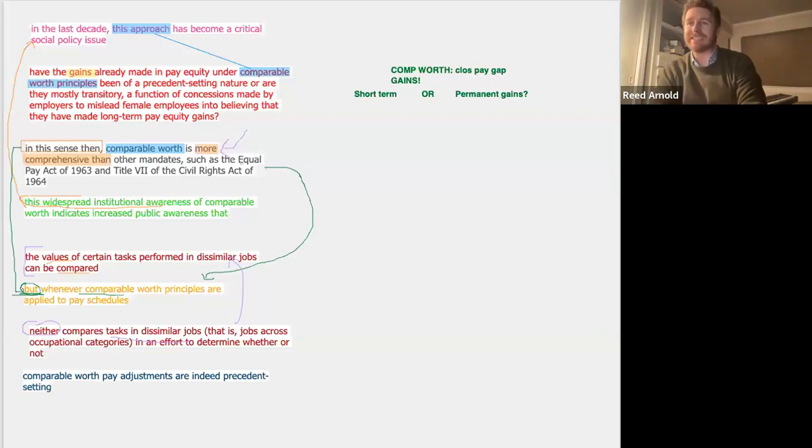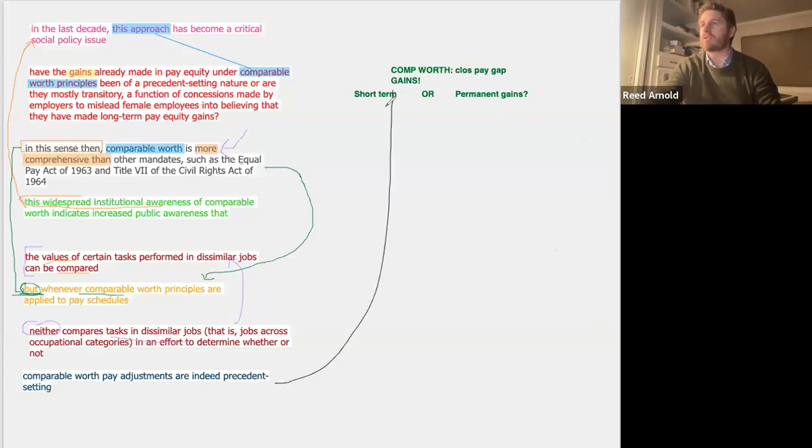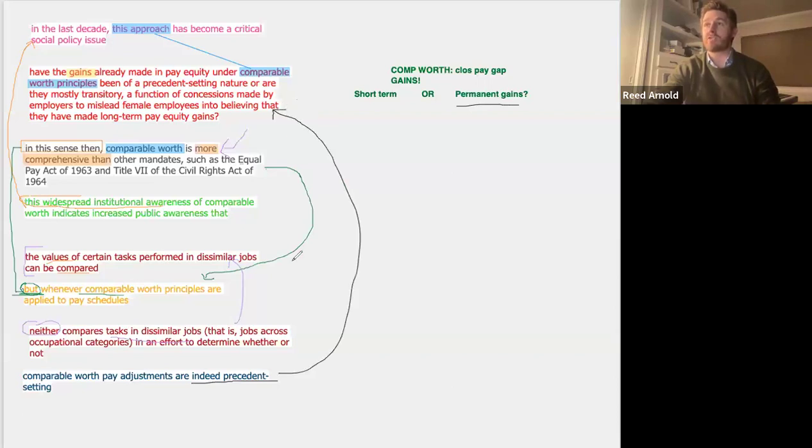Comparable worth pay adjustments are indeed precedent setting. The only thing I would say about that is that it seems to be in reference to this question. Was it a short-term or a long-term permanent change? And this seems to say that at least someone thinks, perhaps the author, perhaps someone else, that they are indeed precedent setting. They are permanent. That's nice. So this probably comes after this question, right? Were they transitory or permanent? Might even be the next sentence. They were permanent. So says someone. We'll keep reading to see.